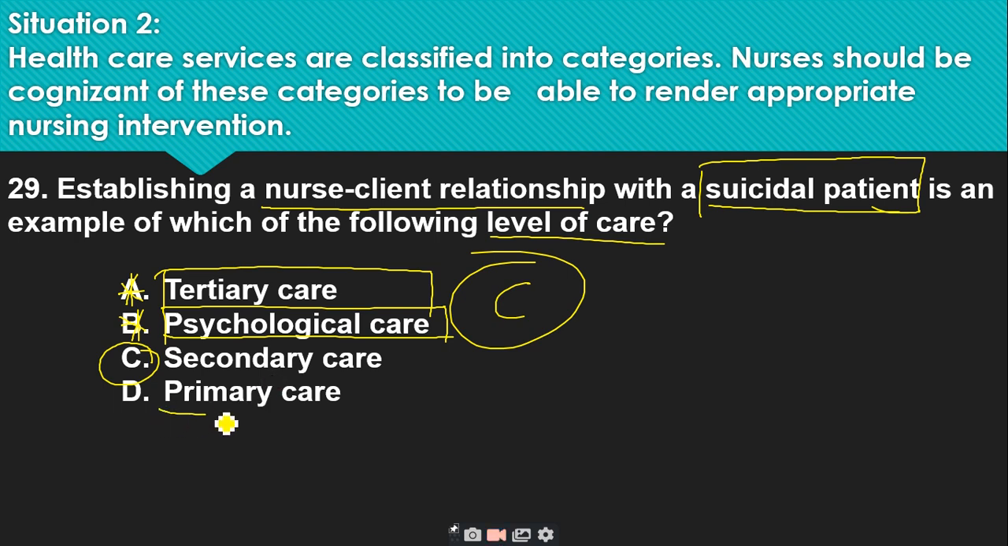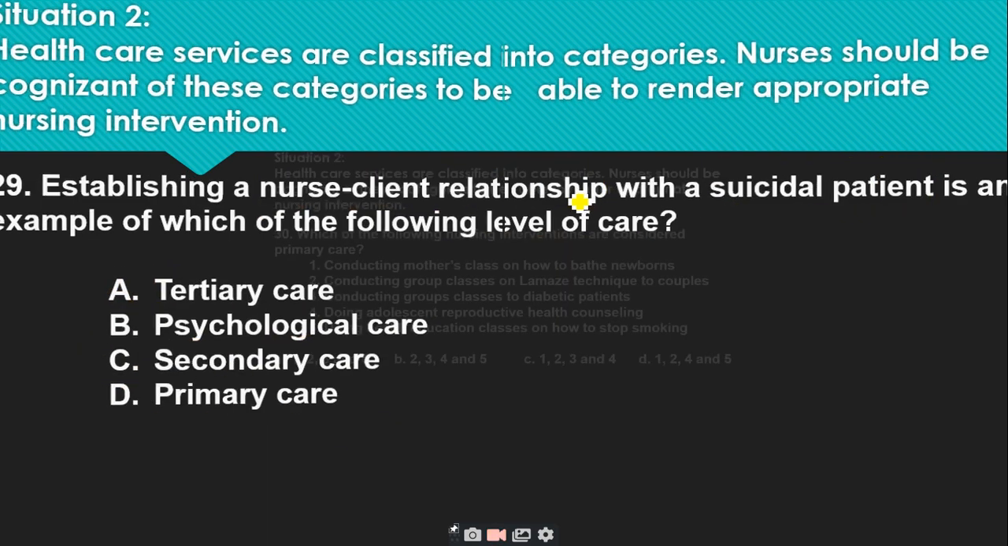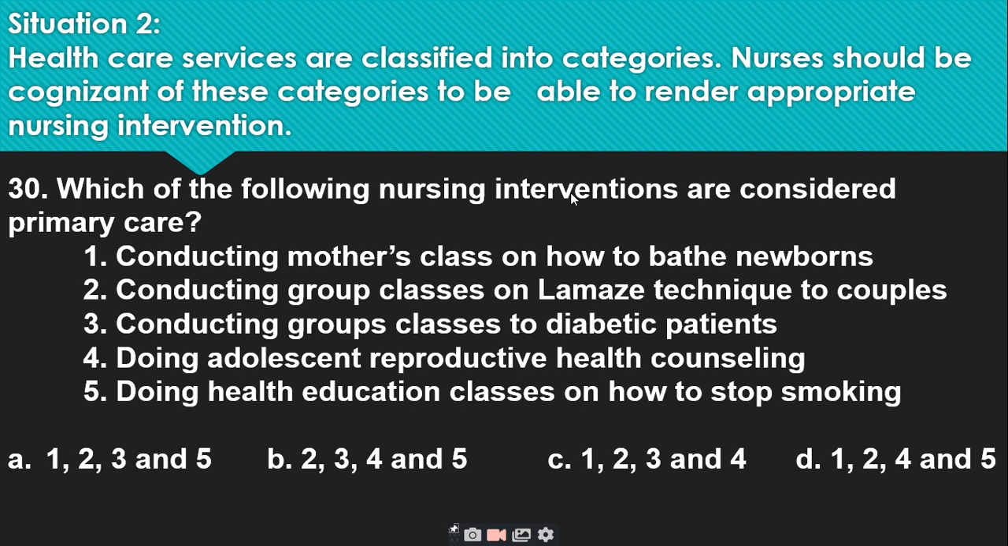Of course, in here, if that's primary, the nurse is only providing a nurse-client relationship to a patient. But of course, there are no suicidal thoughts yet. Let's now have question number 30. Which of the following nursing interventions are considered primary care?